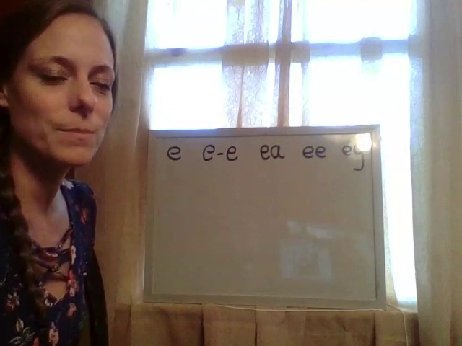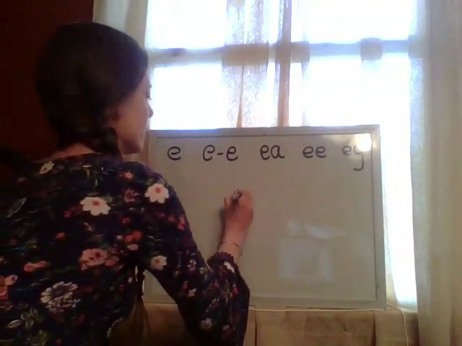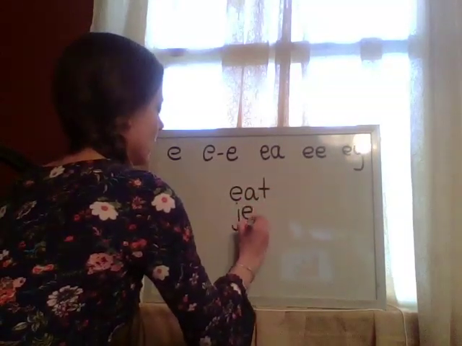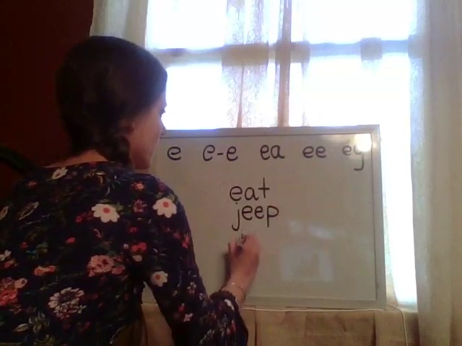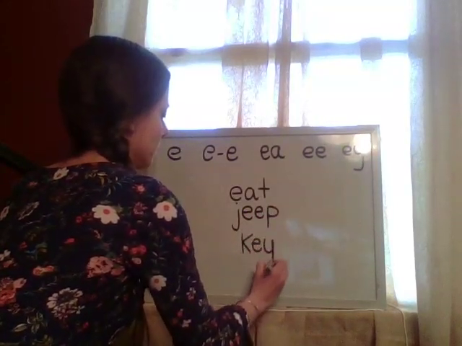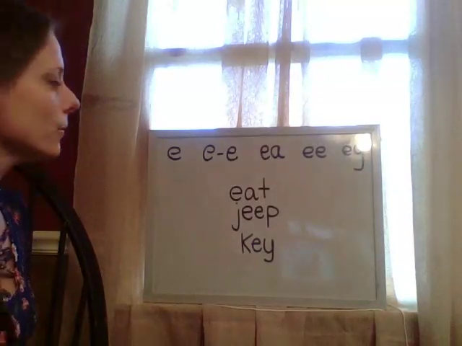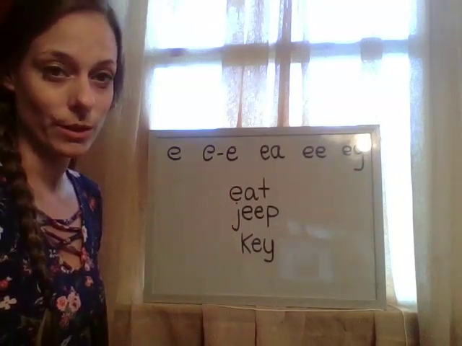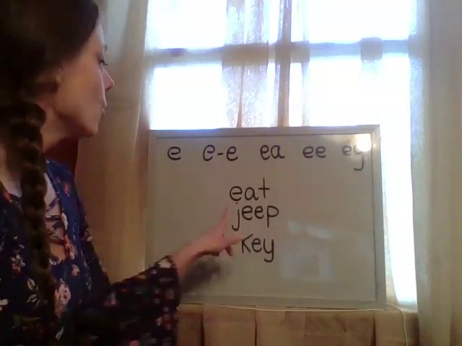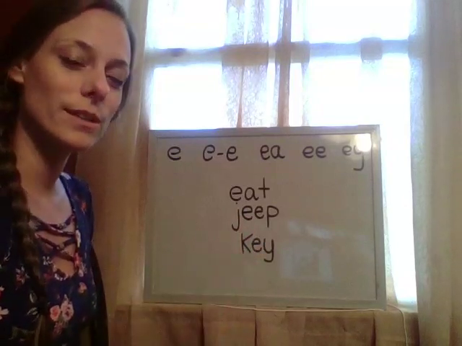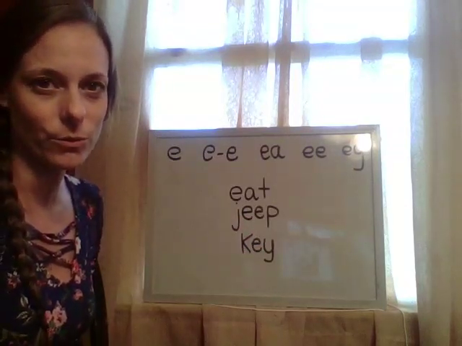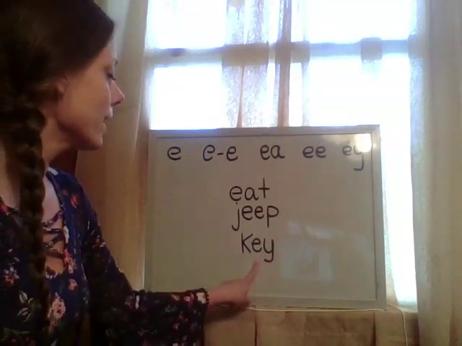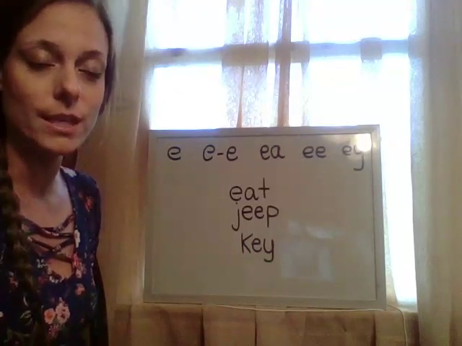All right, so let's build our keywords. So our first keyword was eat, E-A-T. Then we had Jeep, and we have key. All right, so we can use EA in the beginning of a word. We can also use EA in the middle of a word, which you're going to see in some of the words that we build. We can use EE in the middle of a word. Once in a while, you'll find it in the beginning of a word, but typically it's only going to be in the middle or the end of a word. And EY is only going to be found at the end of a word, just like AY.